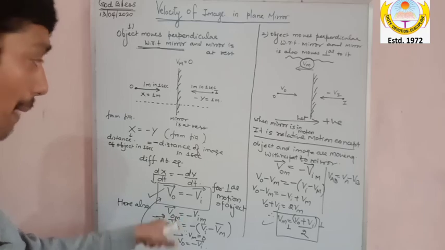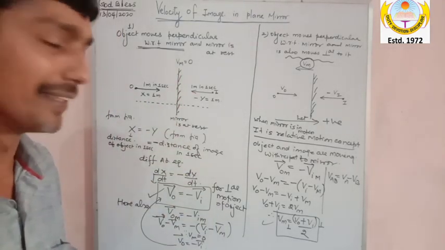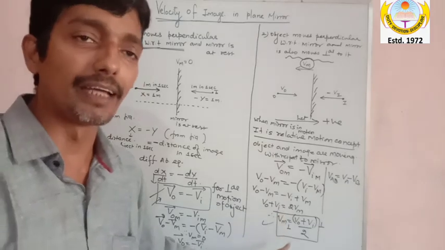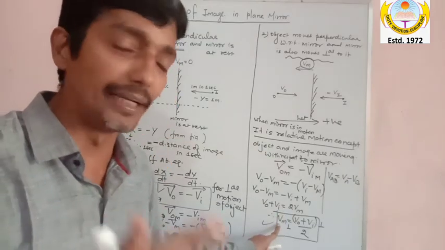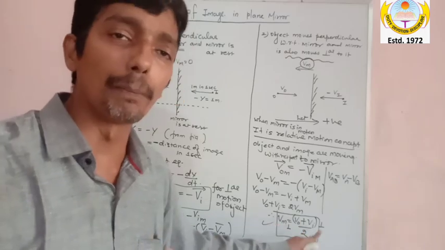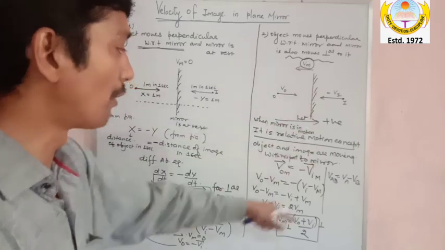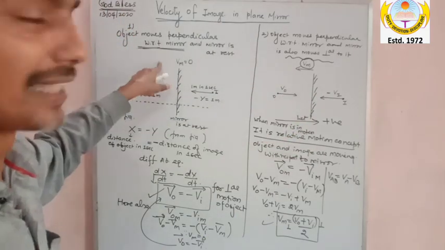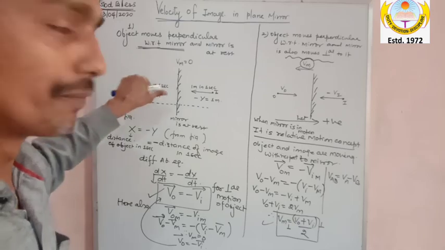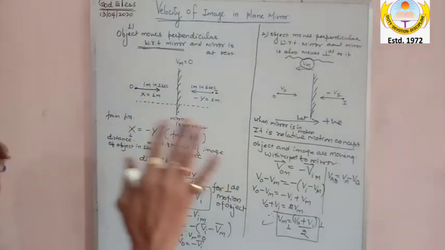Am I clear? But it is ultimately the relative concept. Here the mirror was at rest, so this formula came, but here when the mirror is in motion the formula will be VM, that is mirror velocity perpendicular, is equal to VO plus VI perpendicular divided by 2. And this is the case for perpendicular where the mirror and object both are moving, and this is the case of the object moving perpendicular to the mirror. You can see the diagram. I hope you all are clear.